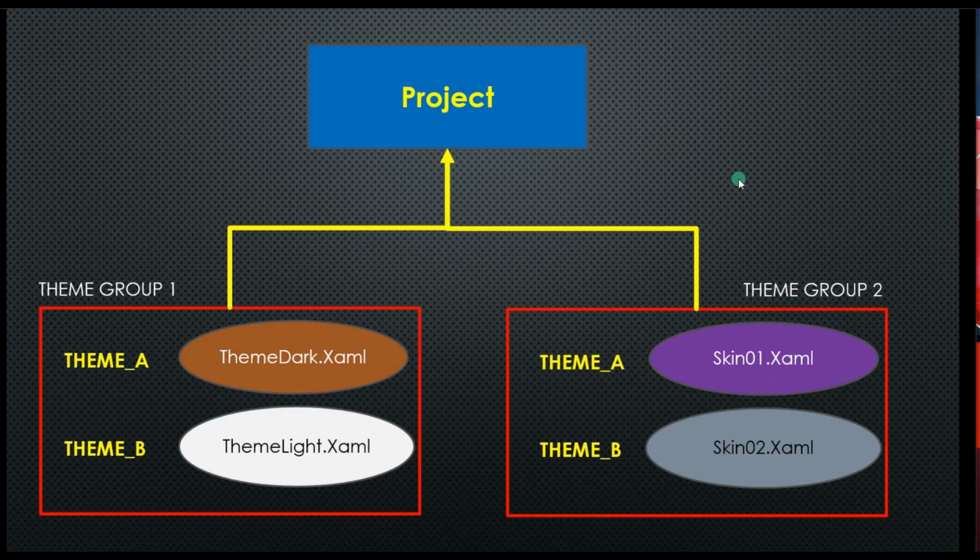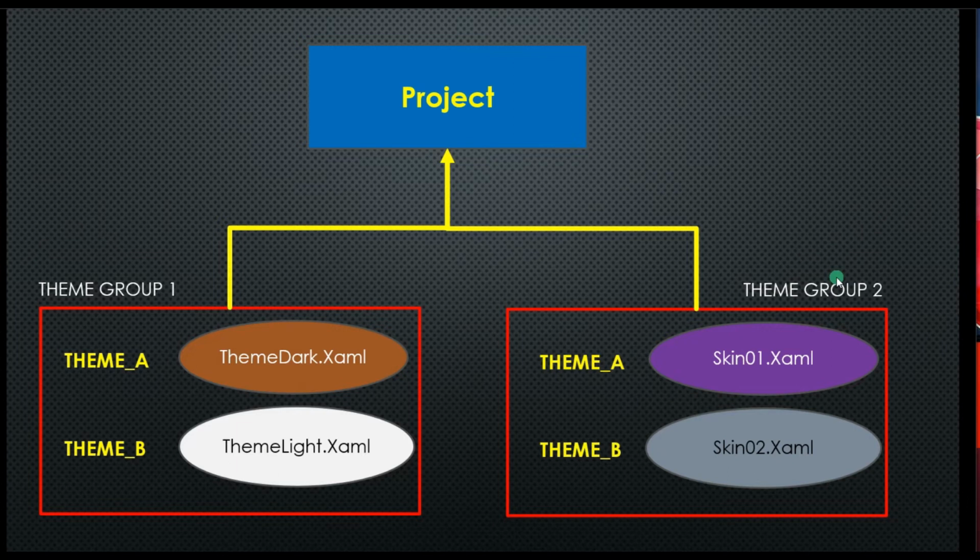So when I say my project's current theme is theme A, then from group 1 I take theme dark, and from group 2 I take skin 1. At the same time, if I change theme from A to B, then I take theme light from group 1 and skin 2 from group 2.